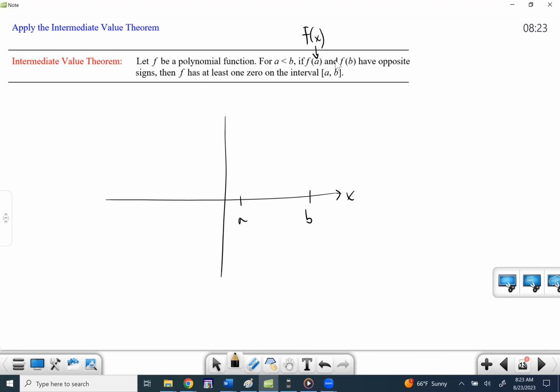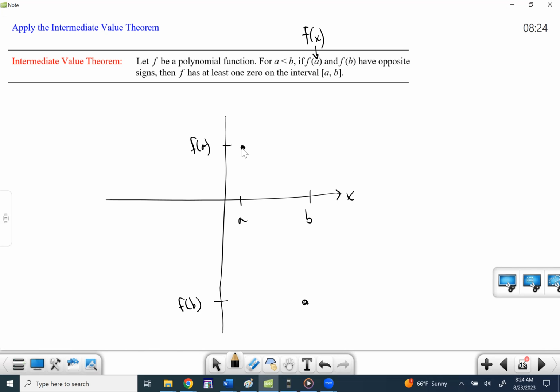Now it says f of a and f of b have opposite signs. So one of them is going to be positive and one of them is going to be negative. Now I don't know who. Let's just say that f of a is positive. And then we'll go ahead and say that f of b is negative. So I'll put it somewhere down here. Okay. All right. Then f has at least one zero on the interval of a to b.